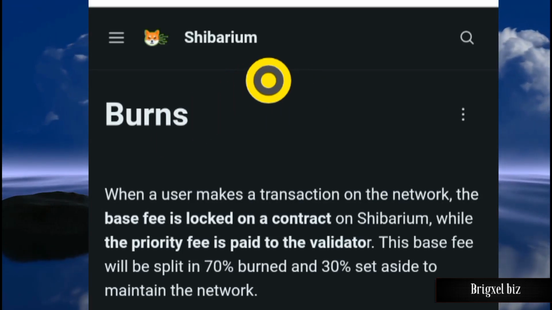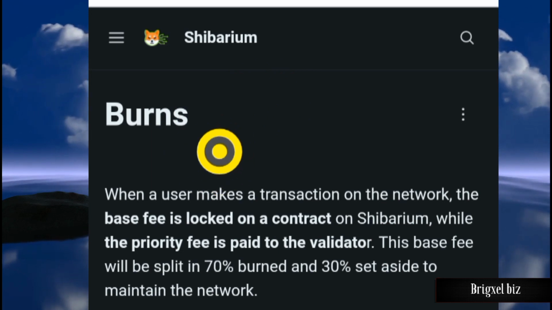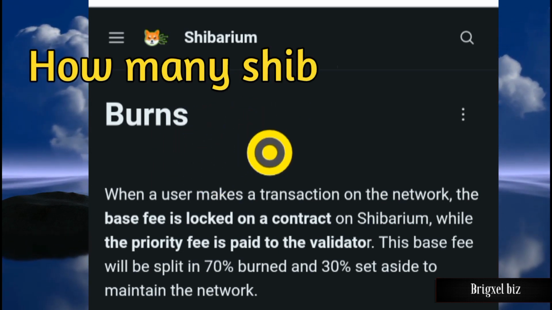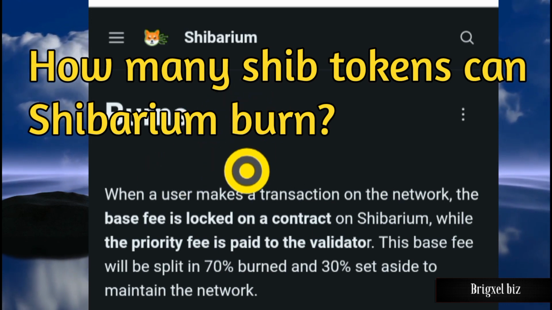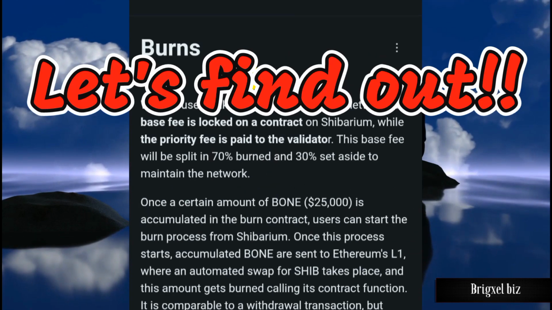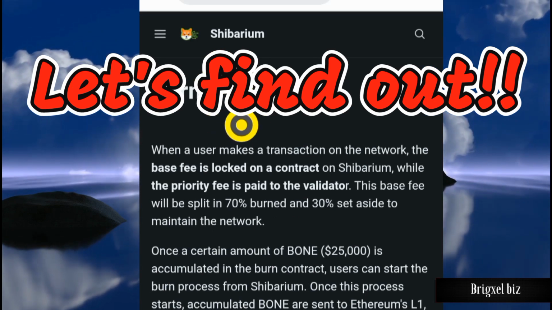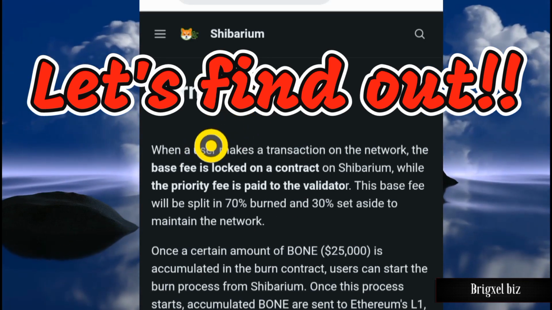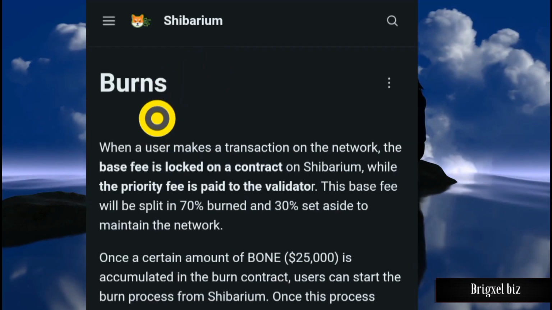Shibarium is trending and Shibarium documents are already out. A lot of people are already wondering how many Shiba Inu coins the Shibarium blockchain can burn. And this is very important for Shiba Inu holders because it matters for future price projections for the Shiba Inu coin. If you come over to this document, you can see where it says burns here.